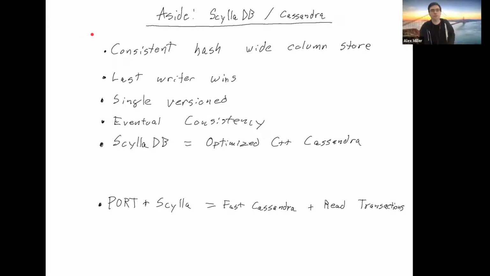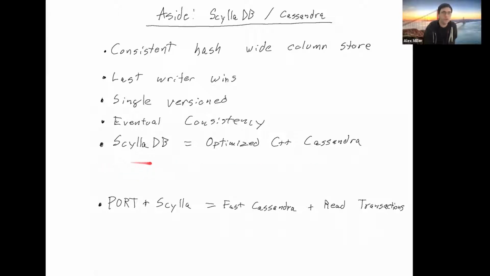ScyllaDB or Cassandra, because they implement the same protocol, is a consistent hash-based wide column store. It is single versioned. It is eventual consistency. It resolves everything based on last writer wins. So there's a timestamp associated with all data. That data eventually gets gossiped around in anti-entropy, and everything eventually decides on basically accepting the last write that happens. Scylla is an optimized C++ version of Cassandra.